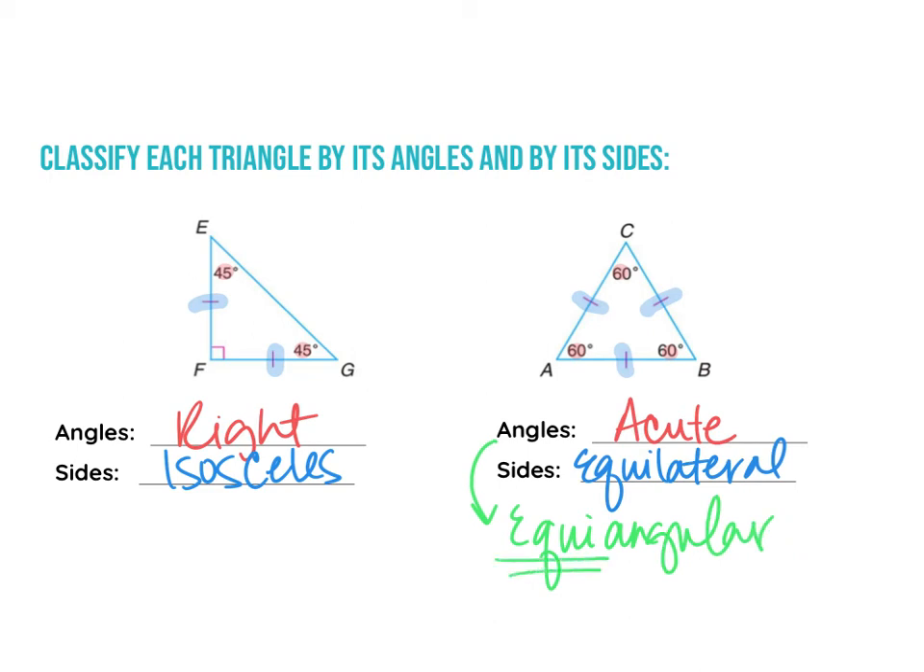Okay, equa meaning the same, equal, right? Angular referring to the angles. So we could call this equilateral and equiangular because the sides and angles are all equal.